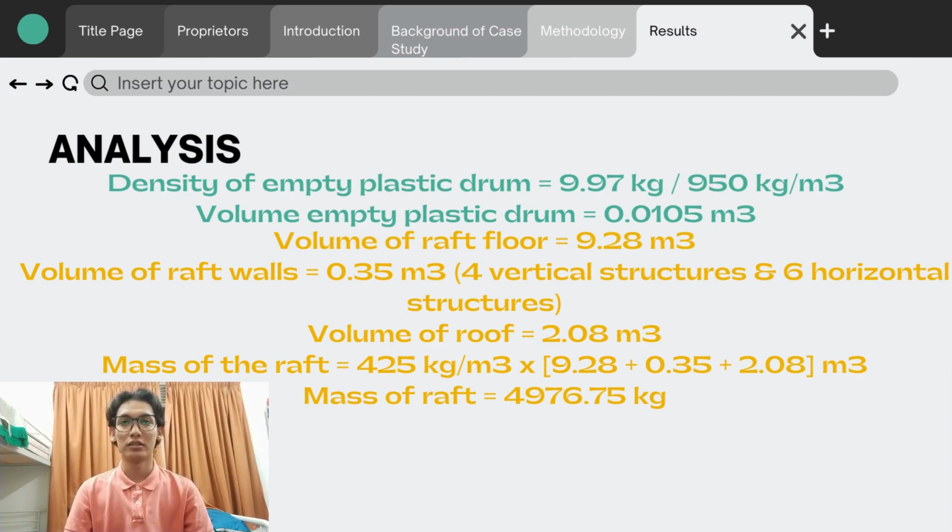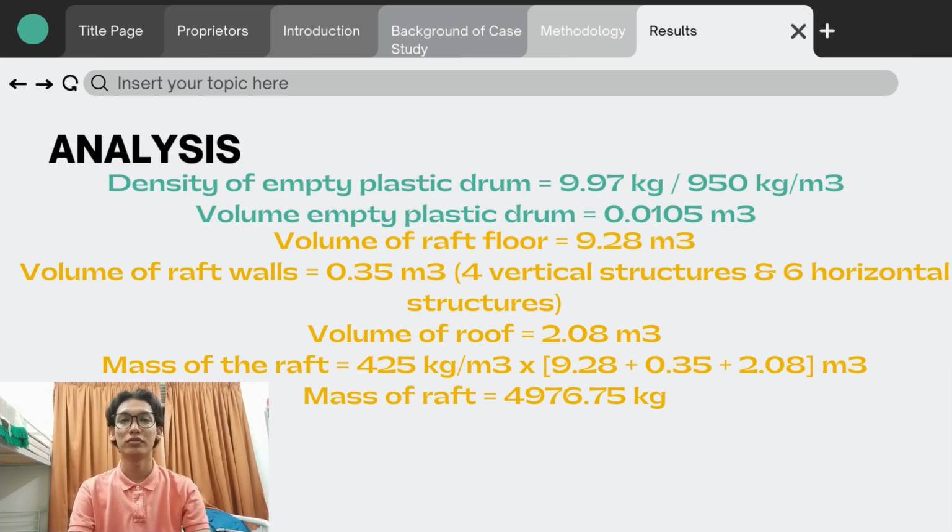For the analysis, first thing first, we must know the density and the volume of the empty plastic drum. The density is 9.97 kg and the volume is 0.0105 meter cube.